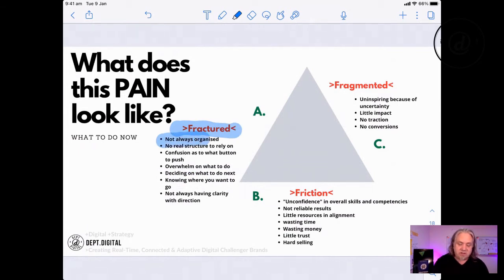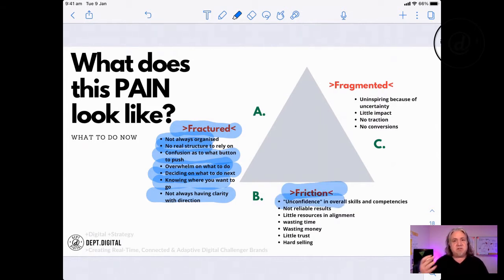Not always organized, no real structure, confusion as to what button to push, overwhelm on what to do, deciding what to do next, knowing where you want to go, not always having clarity with direction as well. In terms of friction, it's what I call unconfidence, right? Not having those specific skills. Part of digital leadership is skills and competencies that you bring into the business from what you have. And that's very, very key to be able to do that as well. No reliable results, little resources in alignment, wasting time, money, little trust, hard selling as well.